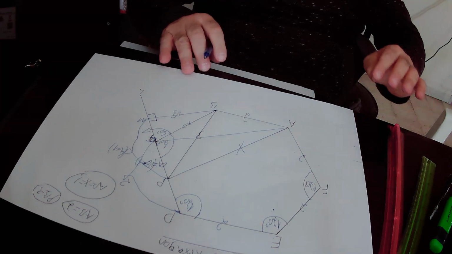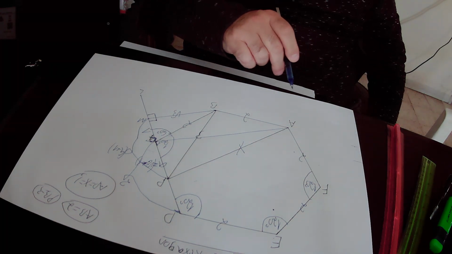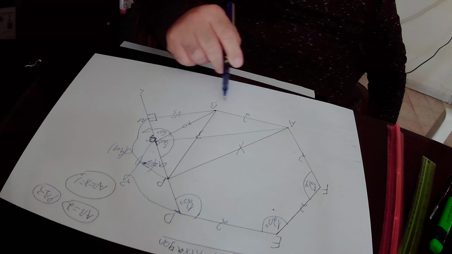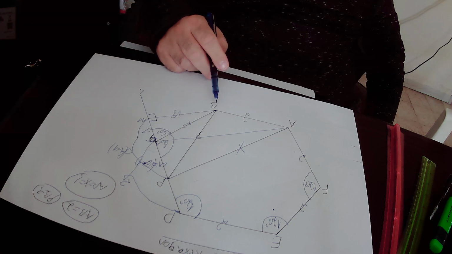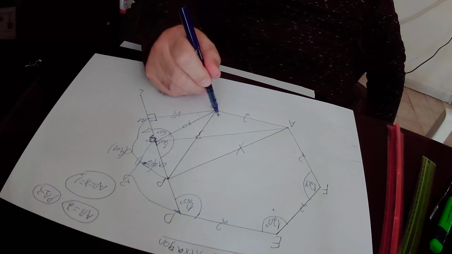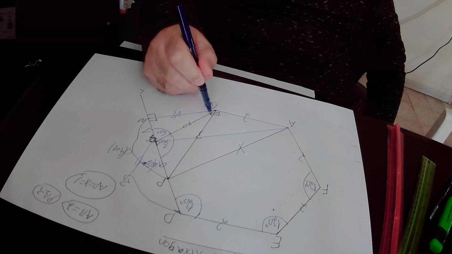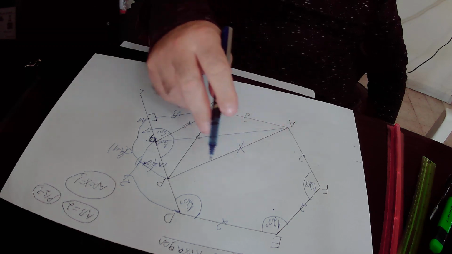By joining points A and C, we created the right triangle ABC. This is triangle ABC. Angle ABC equals 120 degrees because it is one of the 6 interior angles of the regular hexagon ABCDEF.